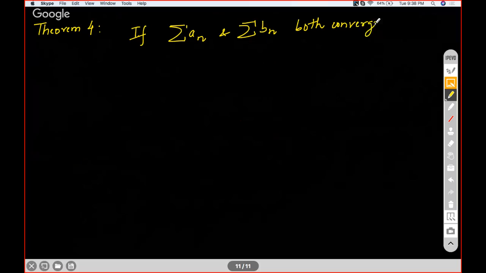Theorem number 4. And this we have seen in our comparison test. If summation an and summation bn both converge, then so does summation of an plus bn.